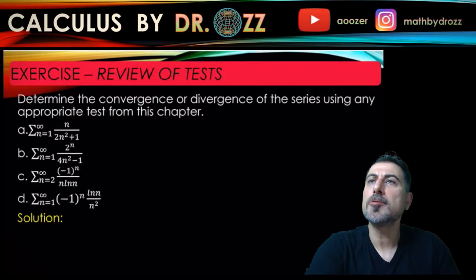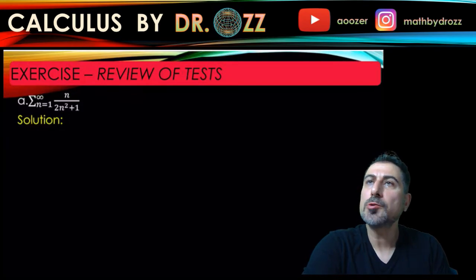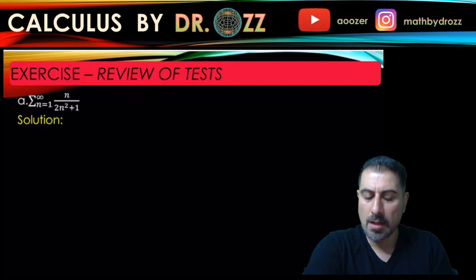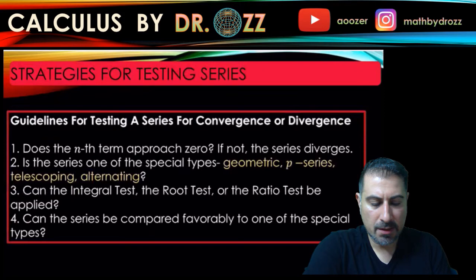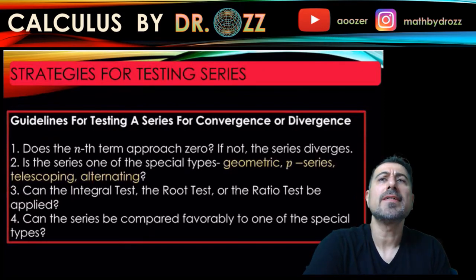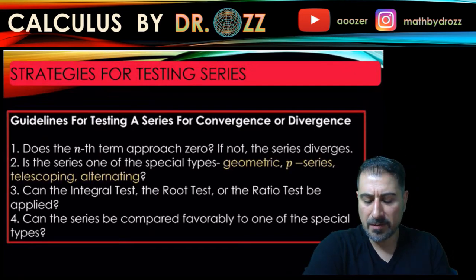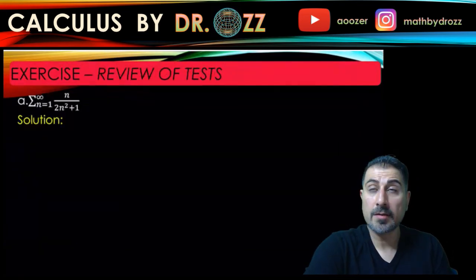All right, let's start with part A. We have n over 2n squared plus 1. Let's go back and use the guidelines, in other words. Does the n-th term approach 0? What if we have applied the n-th term test?